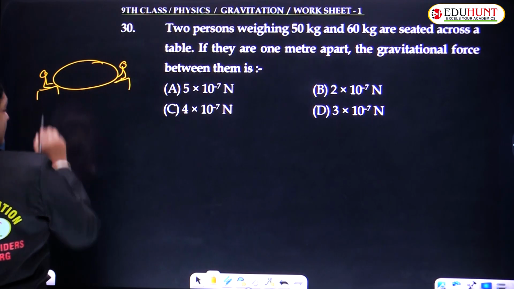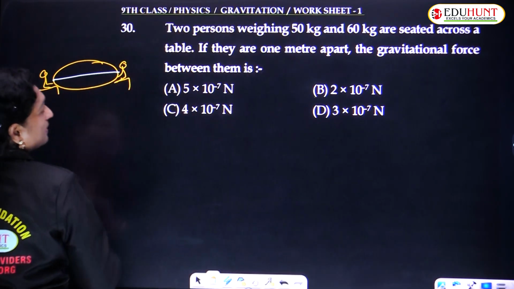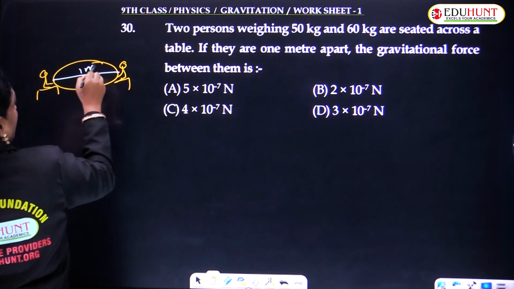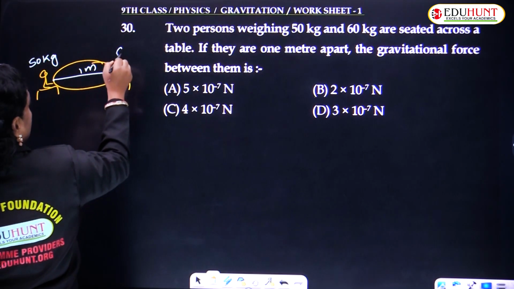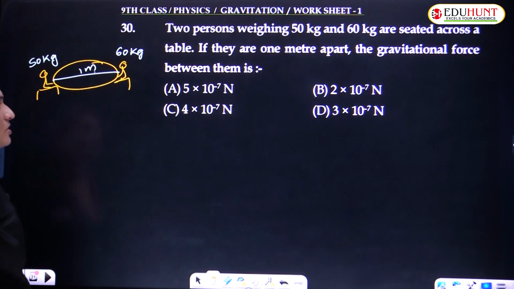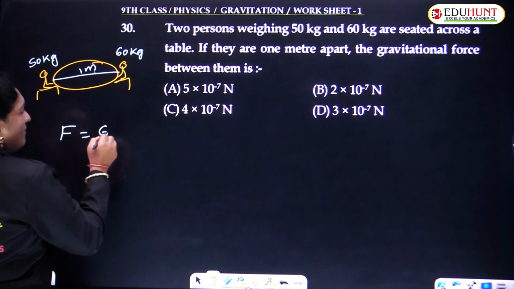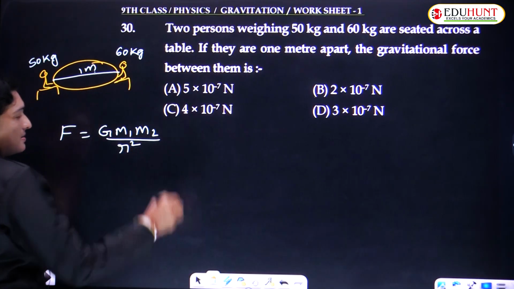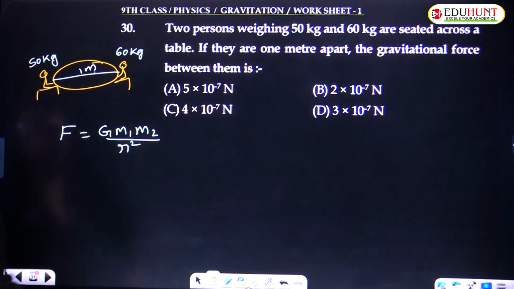And the distance of separation between the two bodies is given as how much? 1 meter apart. Mass of the first person is given as 50 kg, whereas the mass of the second person is given as 60 kg. So two masses are known, distance of separation is also known. You are asked to find out the gravitational force. What is the formula for gravitational force? G m1 m2 by r squared. Masses are known, distance of separation is also known. Simplify, you will be getting it.